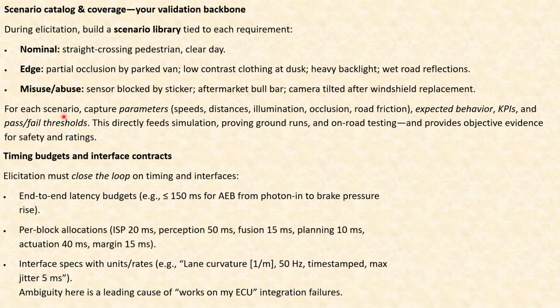Now for each scenario, capture parameters like speeds, distances, illumination, occlusion, road friction. Okay, these are all the parameters that must be captured, and also expected behavior, KPIs, and pass/fail thresholds. This directly feeds the simulation, proving ground runs, and on-road testing. It provides objective evidence for safety and rating.